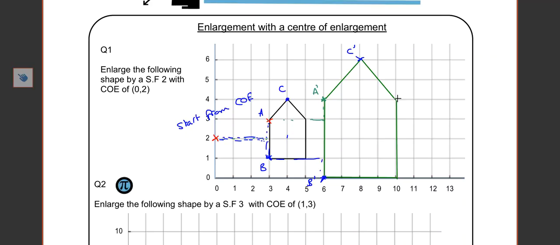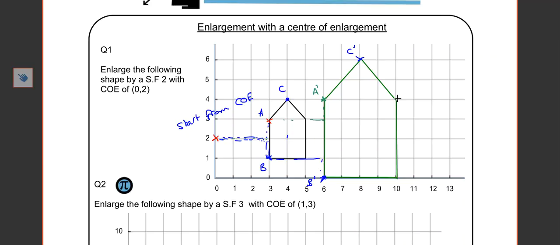How do we check we've done the right thing? How did you get C? Parallel lines. Are all my equivalent sides parallel? Yeah? Are the lines twice as big as they were before? Of course.